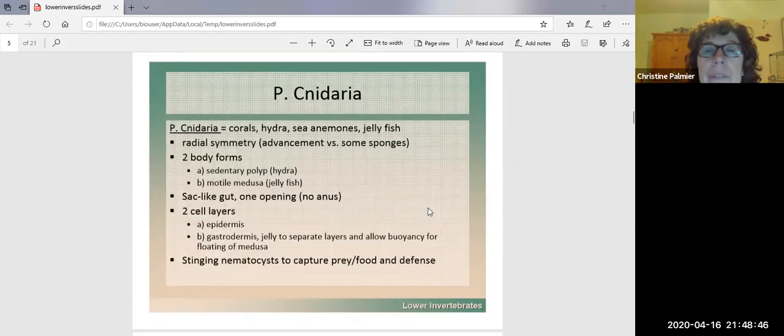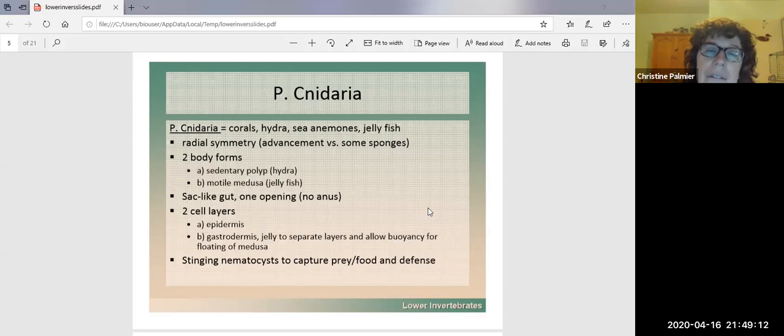Here we have phylum Cnidaria. The C is silent, just like the word knife, the K is silent. This includes a greater variety of organisms, unlike the sponges. It contains corals, hydra, sea anemones, and jellyfish. They have radial symmetry, as I drew earlier, like a pizza pie, pumpkin pie. I hope you're not hungry. They have some advantages over sponges.